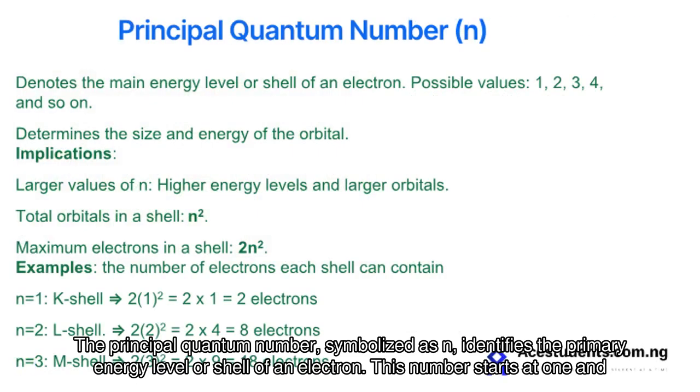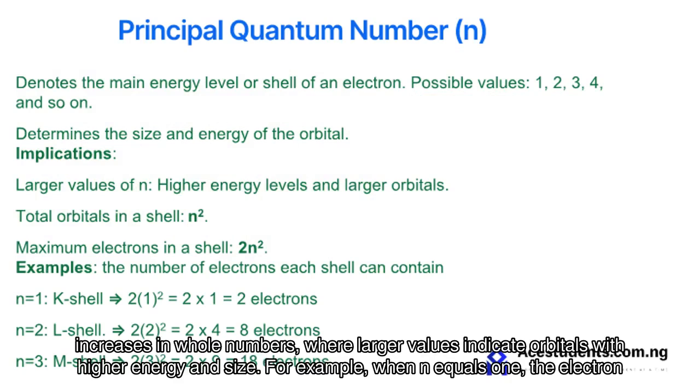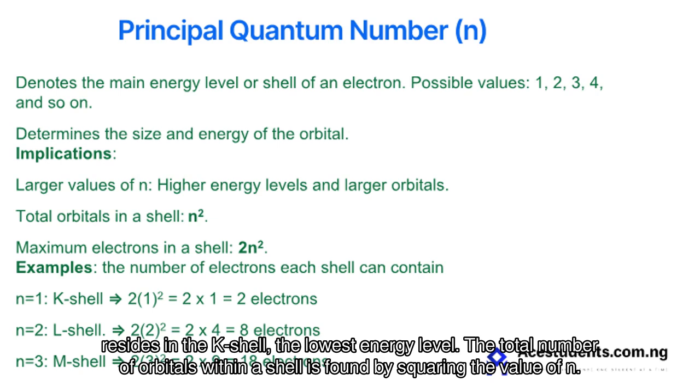The principal quantum number, symbolized as n, identifies the primary energy level or shell of an electron. This number starts at 1 and increases in whole numbers, where larger values indicate orbitals with higher energy and size. For example, when n equals 1, the electron resides in the K-shell, the lowest energy level.